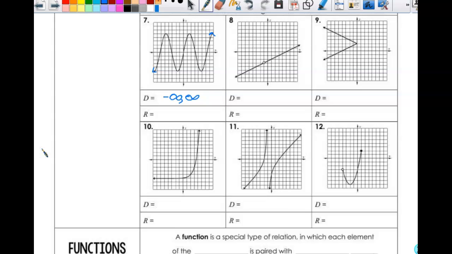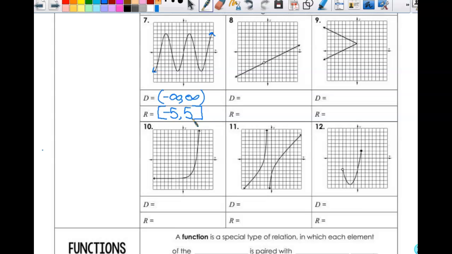Do I include my infinities? No, never. So it's open. We good? All right, so then my range, going from the bottom, the first y value I come to is -5. Then it's continuous all the way to +5. Do I include -5? Yes, because it's a point on the graph. Do I include +5? Yes. Everybody good with that?